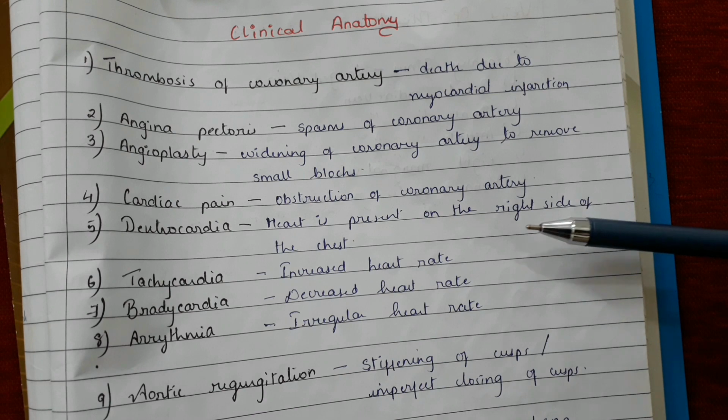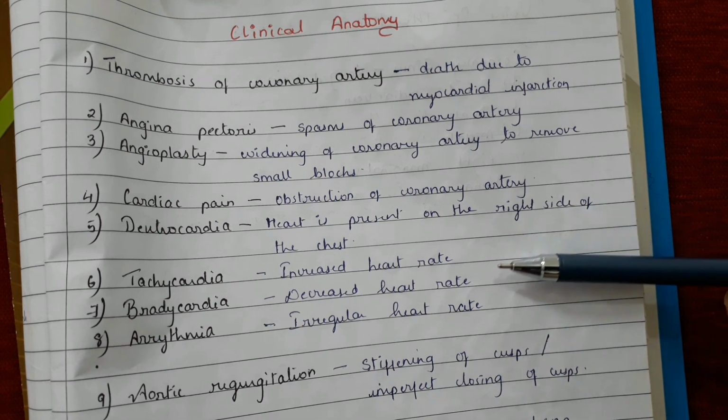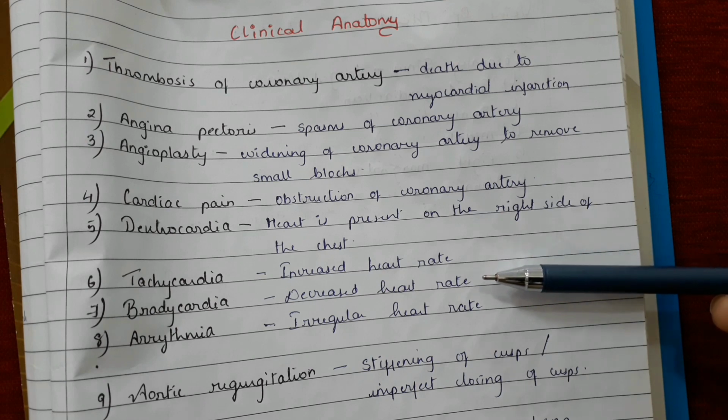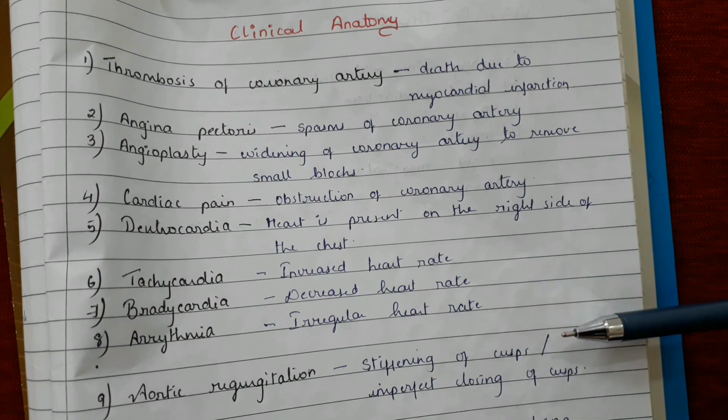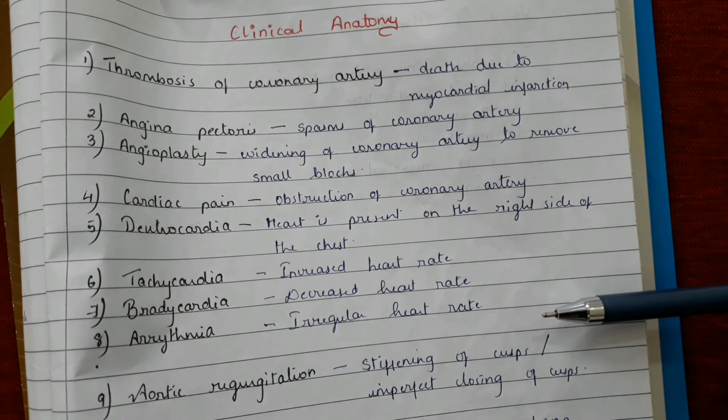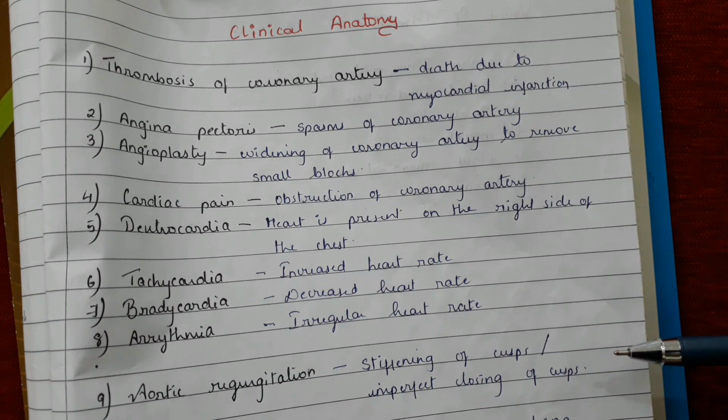Dextrocardia is when the heart is present on the right side of the chest. Tachycardia is increased heart rate. Bradycardia is decreased heart rate. Arrhythmia is irregular heart rate. Aortic regurgitation can occur whenever there is stiffening of cusps or imperfect closing of cusps.